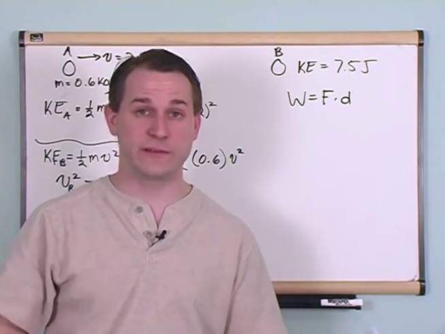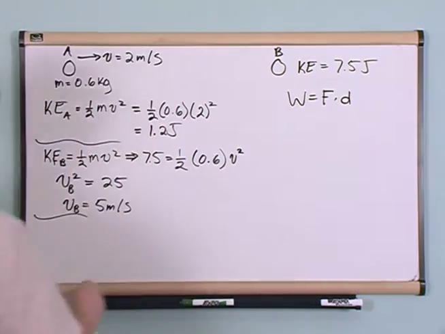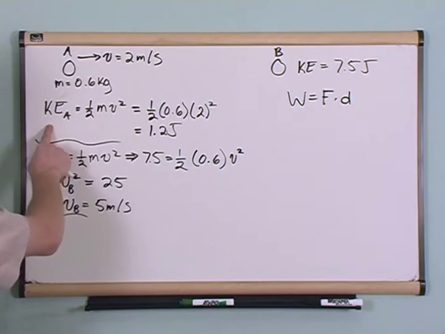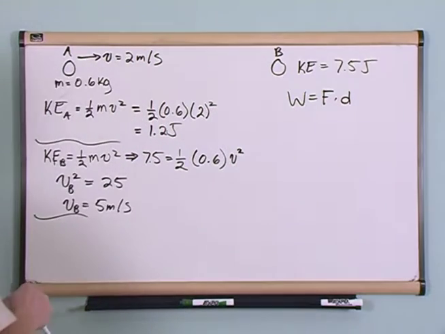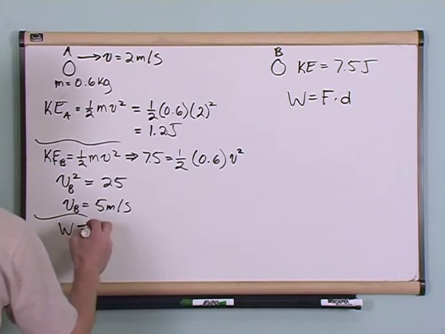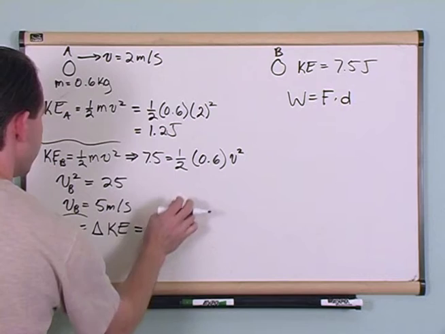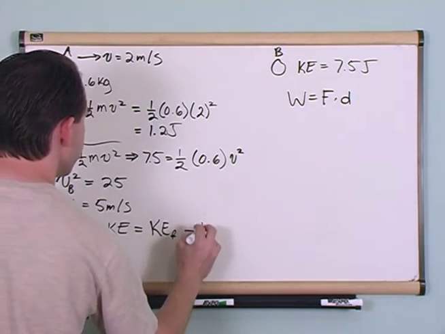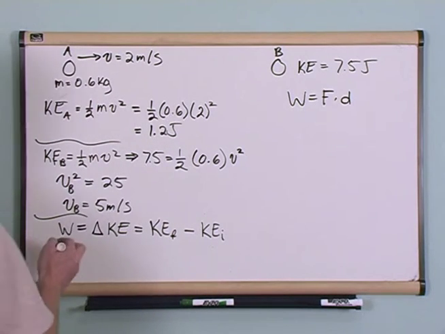So the work is equal to the change in kinetic energy, final kinetic energy minus initial kinetic energy. I know the initial kinetic energy because I just calculated it right here. I know the final kinetic energy because that's what they gave me in the problem. So the work done, according to the Work-Energy Theorem, is the change in kinetic energy, which is the final kinetic energy minus the initial kinetic energy. That's what I'm interested in here.